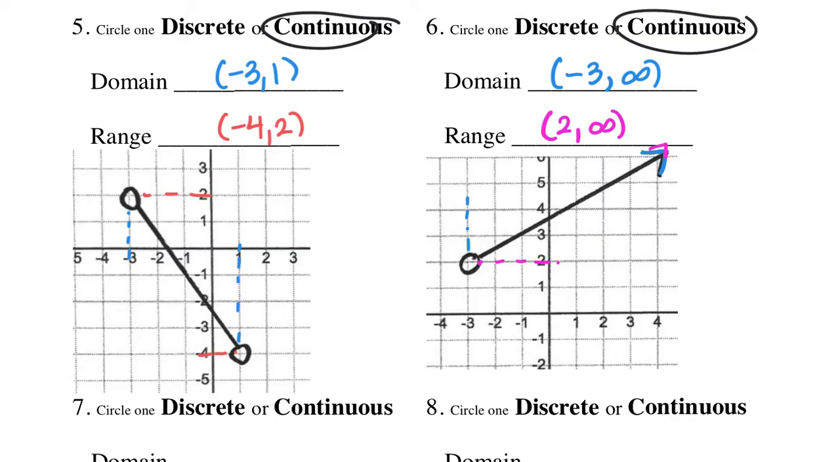6, also continuous. It's connected and it actually keeps going forever. Domain, I'm in the x direction, -3, 2, arrow. The arrow means infinity, and it's a parenthesis and a parenthesis because of the open circle and because infinity is always a parenthesis. For the range, the lowest point is this one. The y value here is 2, and it's open, so it's a parenthesis. The highest point is up here, but this is actually an arrow, so it keeps going up forever. So it's infinite, and I use a parenthesis on infinity.